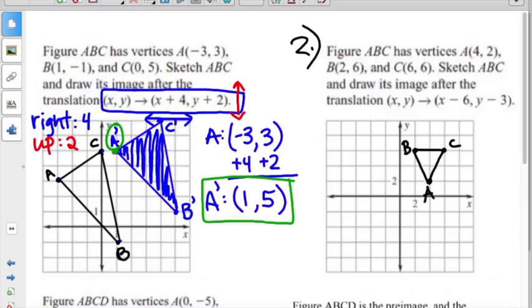So x is going to be negative 6, so that means we move to the left 6 spaces. And y is minus 3, so that means we move down 3 spaces. So remember, you can always write your ordered pairs and then subtract 6 from your first number, the x term, and subtract 3 from your second number, the y term. Or you can just move the points. We're going to start with A, and we're going to go to the left 6 and down 3.